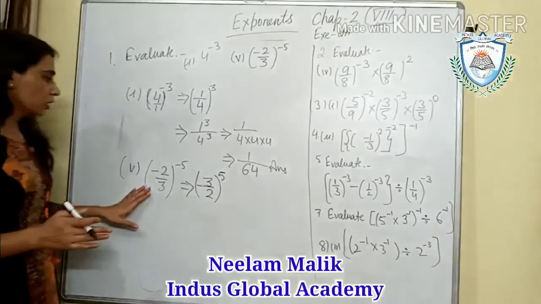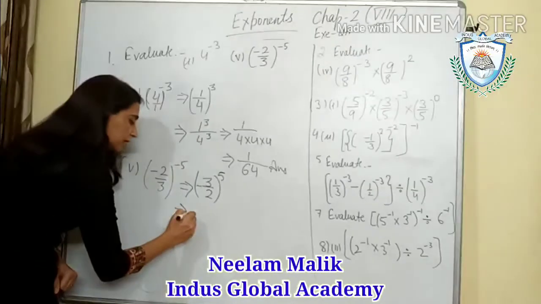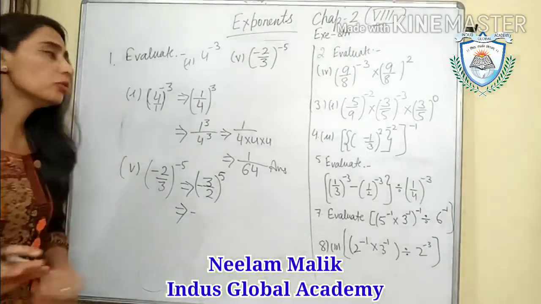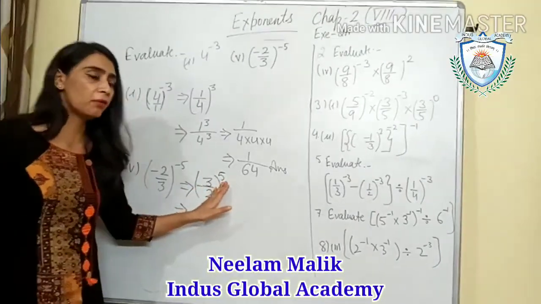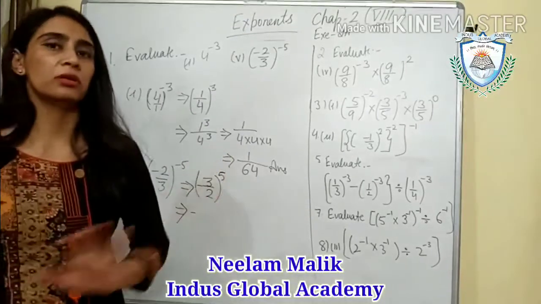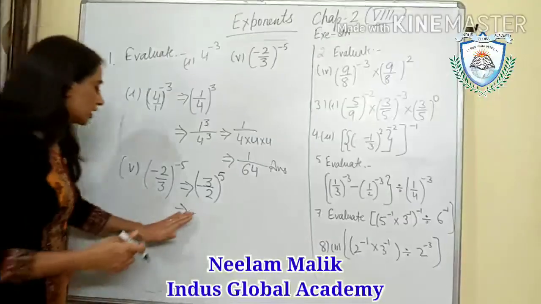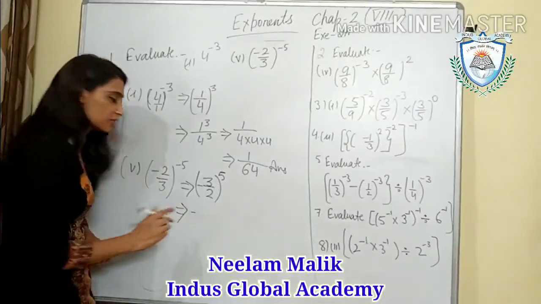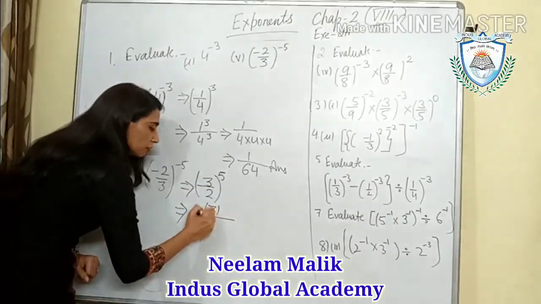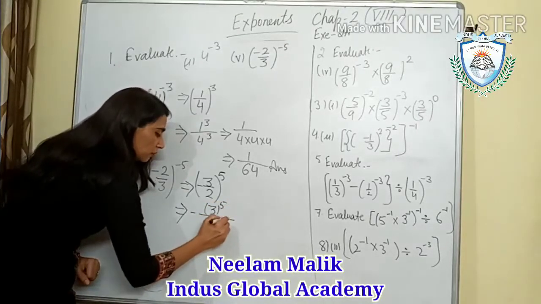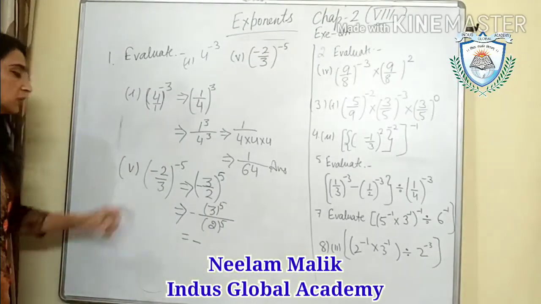So here, minus. I also told you, if minus is given and the power of that negative number is odd, then our answer will be negative. So our answer will be negative, I know that. So minus, the answer will be in the minus, but the power of 3 will be 5 and the power of 2 will be 5. Our answer will be negative. Put the negative sign first. You have to multiply 3 five times.